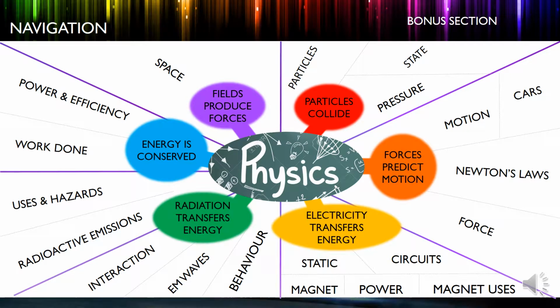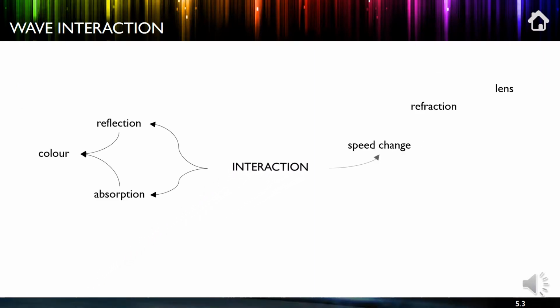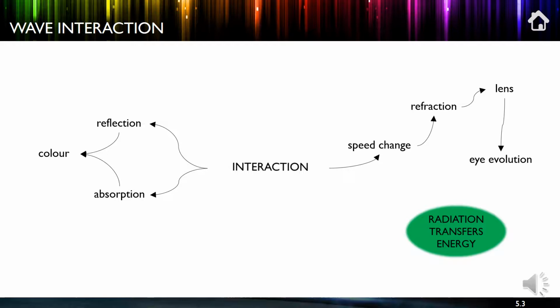This is Unit 5.3. It deals with wave interaction. So on the left here we have two processes, reflection, so that's the wave bouncing off, or opposite to that is absorption. And sometimes one happens and the other happens with different frequencies, and that gives us the concept or the sensation of color. We also get speed change, so when waves interact with objects, particularly transparent objects such as lenses or glass, we get speed changes, and that leads to refraction if the angle is not 90 degrees.